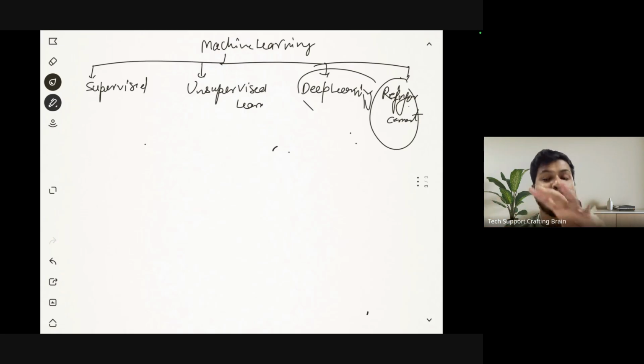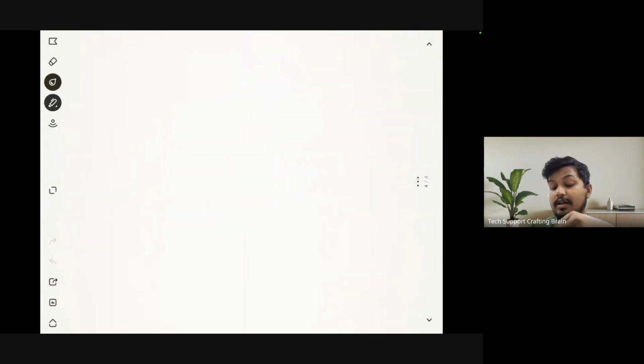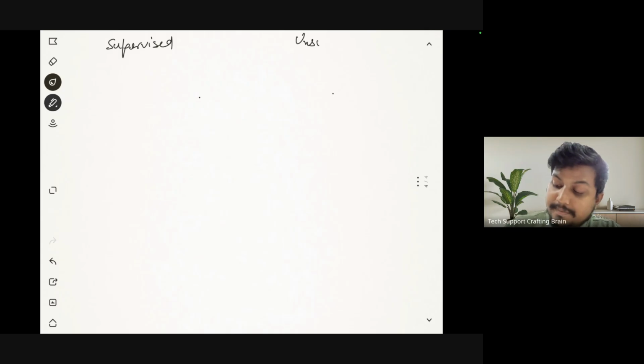Okay, we are not going to focus on deep learning, reinforcement learning and all this, because obviously it's a separate topic and separate domain. We will start from the scratch, from the basics. So we will start understanding from supervised learning, guys. Okay, so let's start understanding supervised and unsupervised learning.